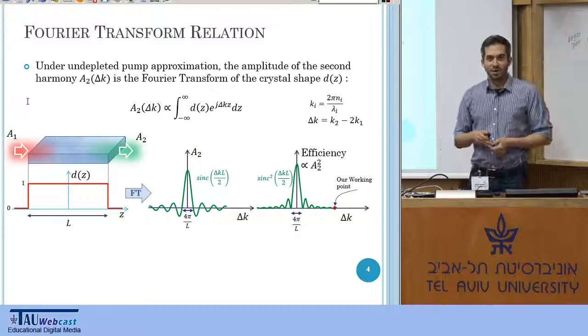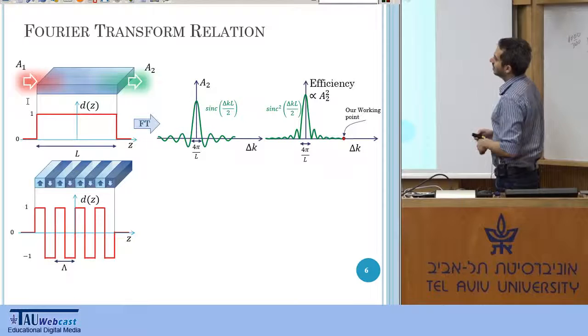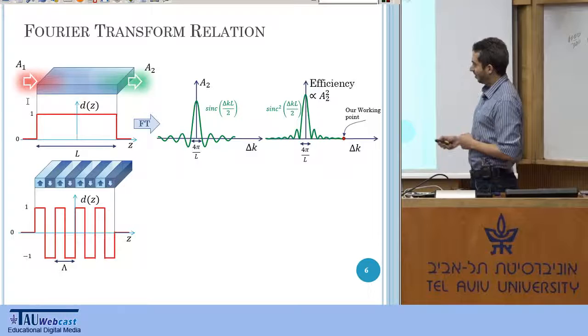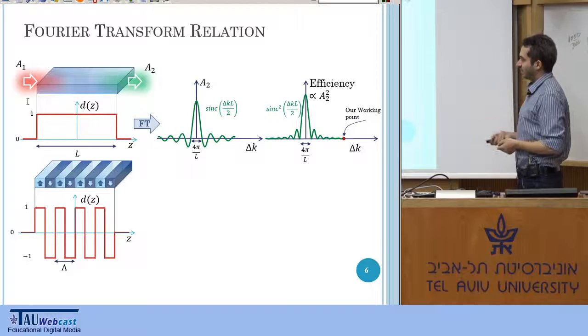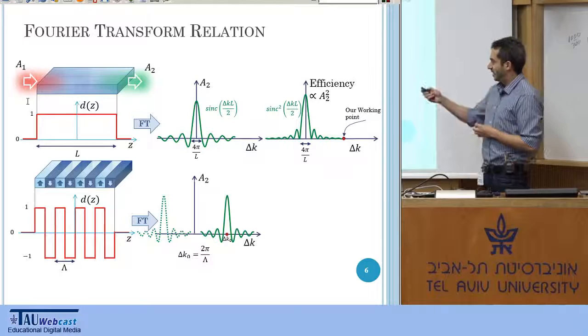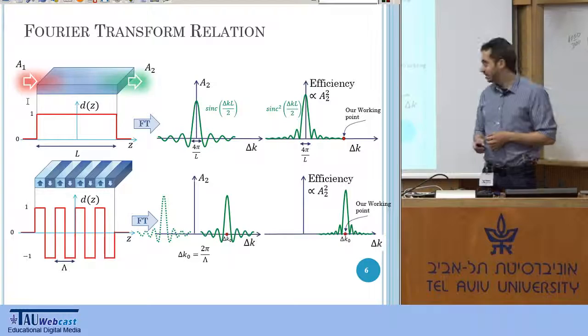So one solution to this problem is modulating the nonlinear crystal. We are changing the sign of the nonlinear coefficient, and what we get is this form of a periodic function with a period lambda. And what it does, after I calculate the Fourier transform, is we get the exact same sinc response, only shifted by an amount of 2 pi over lambda. And this way, in the efficiency, I also get a high value at our working point.